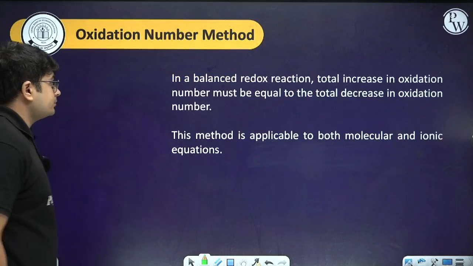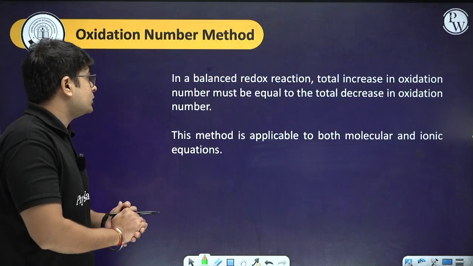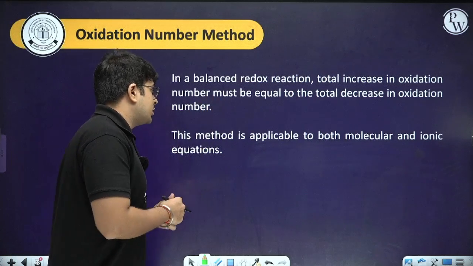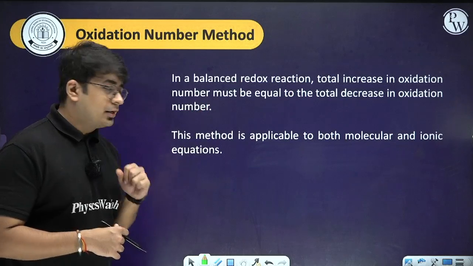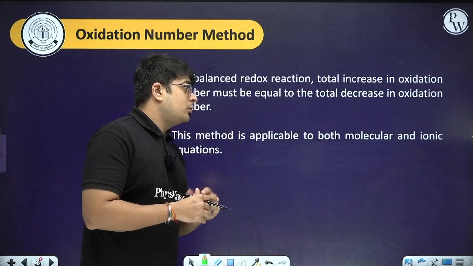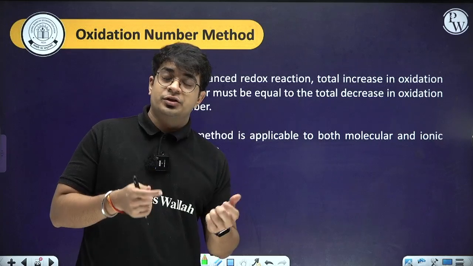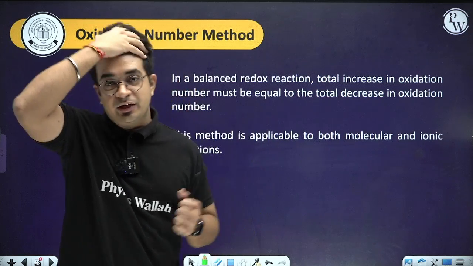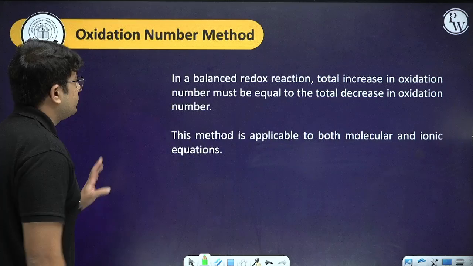Okay, now in case of the oxidation number method, what happens in a balanced redox reaction? Total increase in oxidation number must be equal to the total decrease in oxidation number. This is the only thing which is required in this particular case. This method is applicable to both molecular as well as ionic equations. So there is no need to convert the equation into ionic form and then try to decode that equation, just like the previous case. You can directly start with the equation only. So that is the beauty of this particular method.